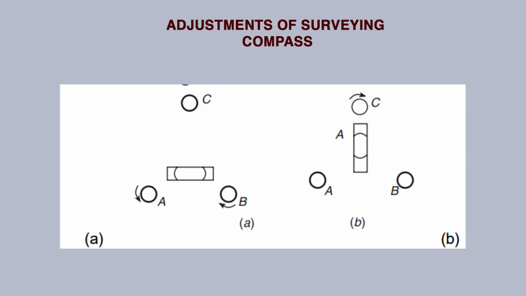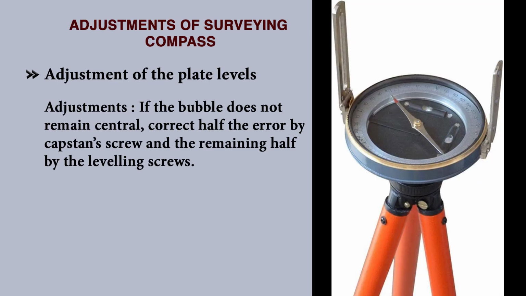Center the bubble with the help of the third screw. Next, rotate the instrument through 180 degrees. If the bubble remains central, the instrument is in adjustment. If the bubble does not remain central, we correct half of the error by the capstan screw and the remaining half by the leveling screw, and we repeat the adjustment until the bubble remains central throughout a complete rotation of the compass.